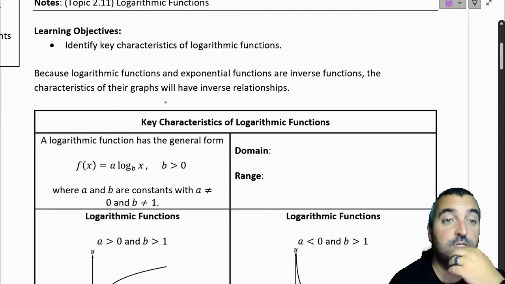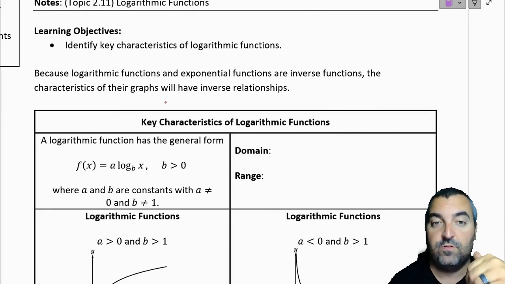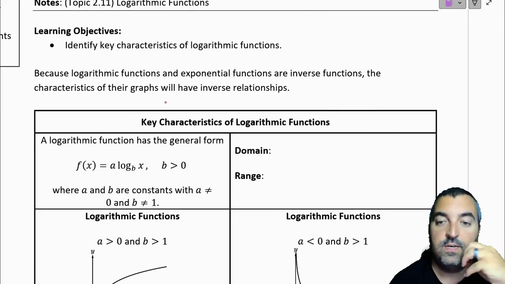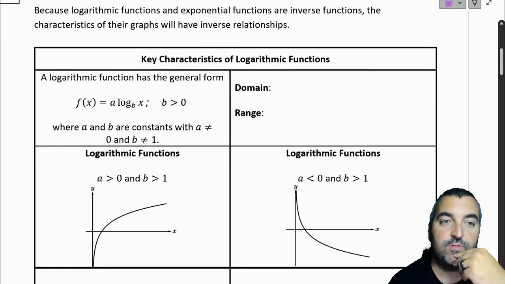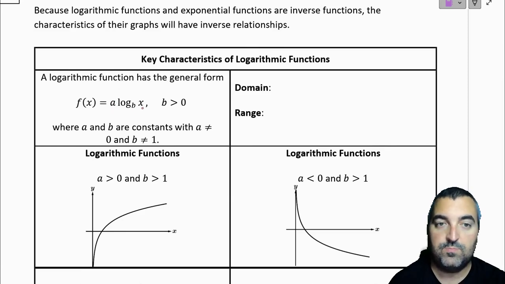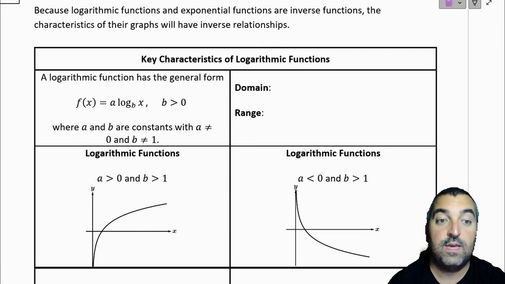All right, so because log functions and exponentials are inverses, the characteristics of these graphs will have inverse relationships. So if you know one, you kind of know the other. So here's our key characteristics. So we have our log general form, a log base b of x, where b is greater than 0, and a and b are constants, with a not being equal to 0 and b not equal to 1.